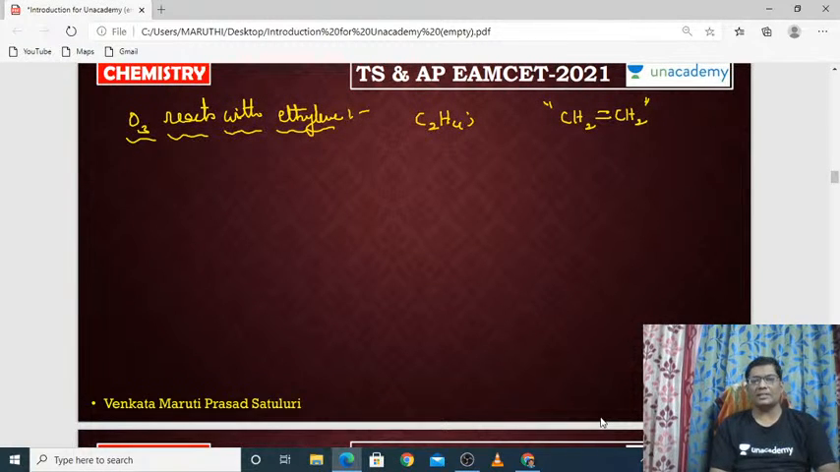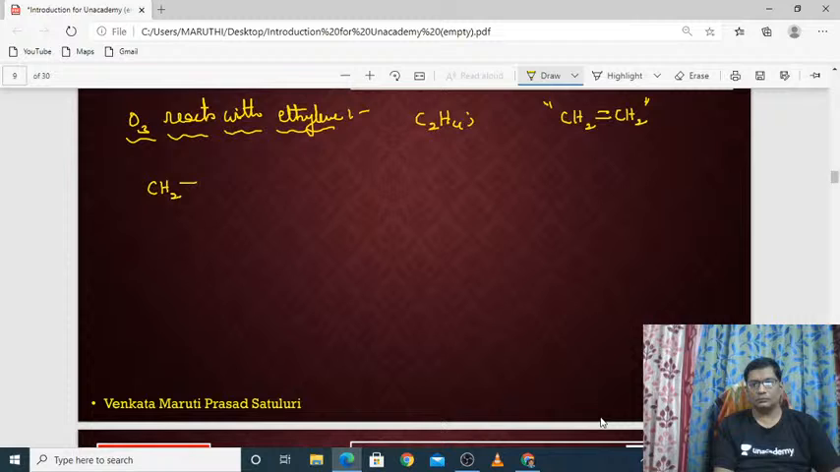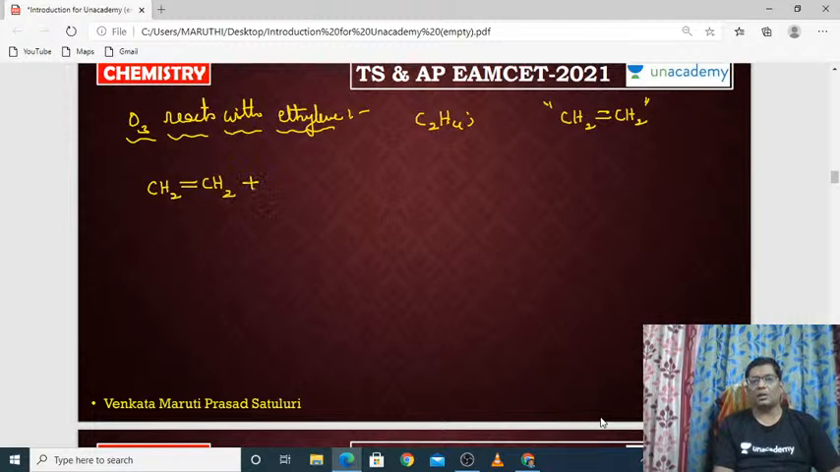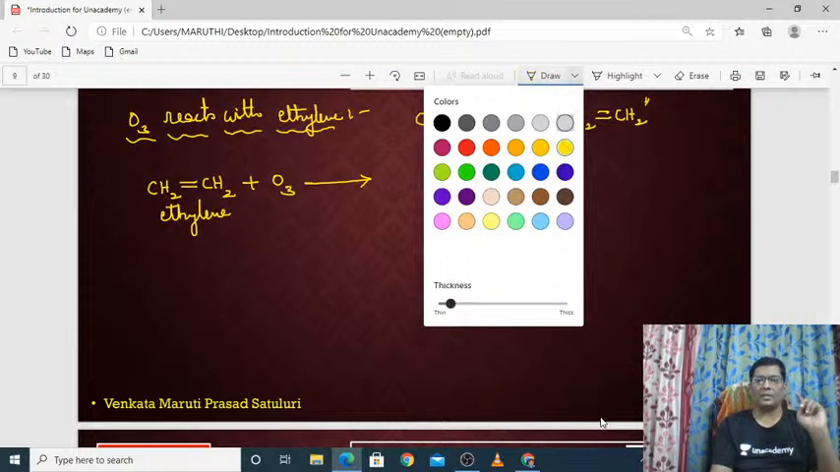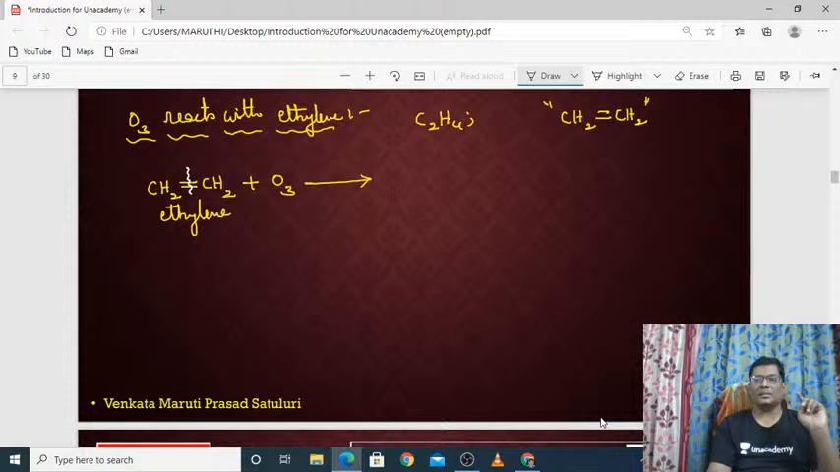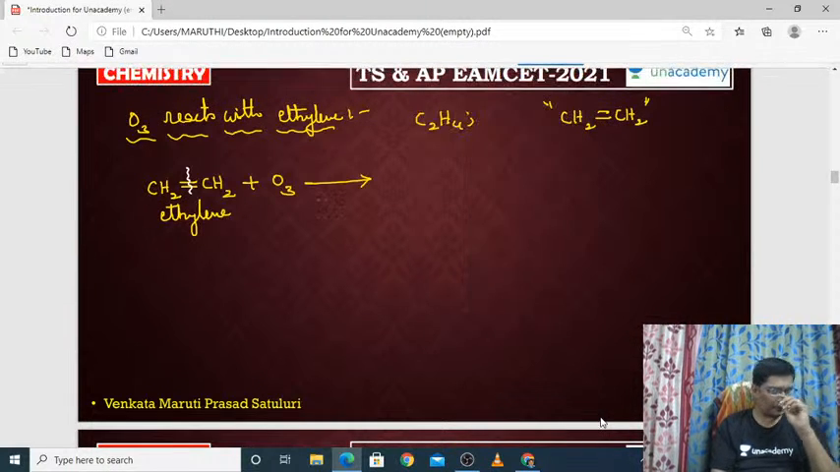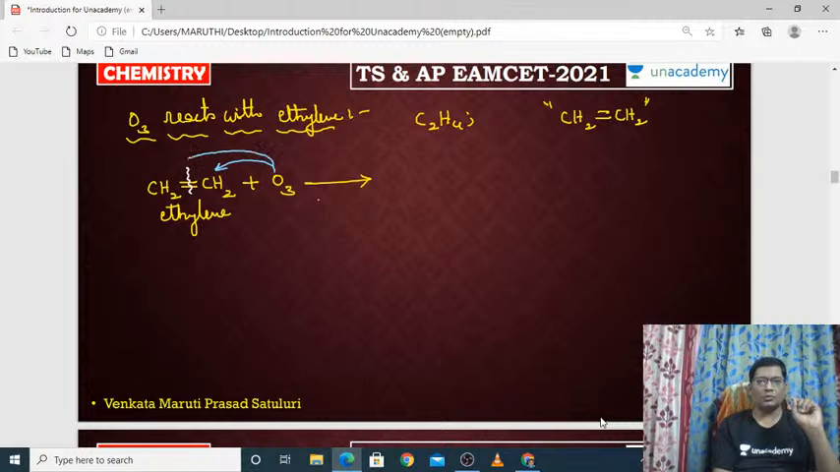So this ozone can easily react with ethylene also. How can it react? Let us see. Once the ethylene reacts with ozone, see here, when ozone wants to react with any organic compound, it should have at least one double bond. That double bond breaks up. Then this ozone will be attached to this carbon and to this carbon also.